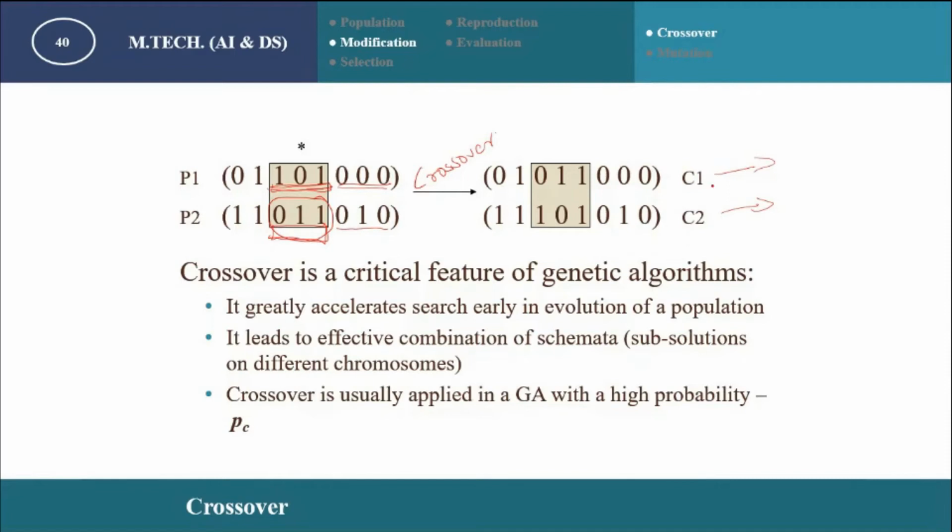We expect that the child will be having better fitness. But it is not necessary that in all the cases, all the children will be having better fitness. But in most of the cases, or in many cases, we will get better fit individuals by doing this crossover process in genetic algorithm.